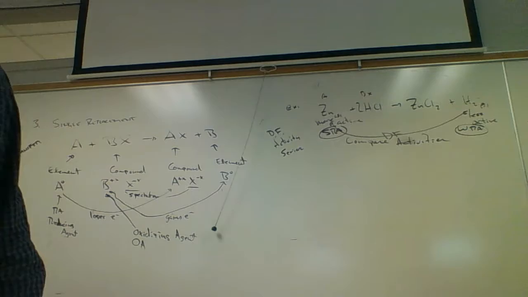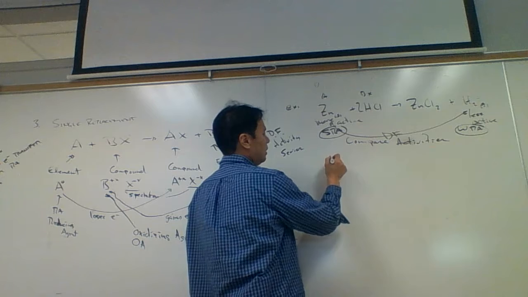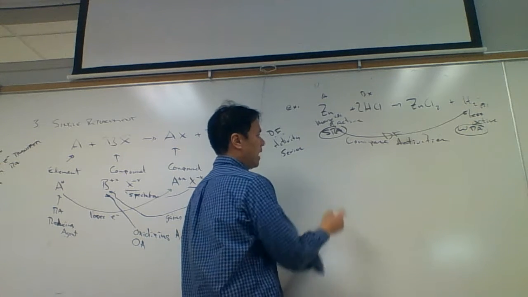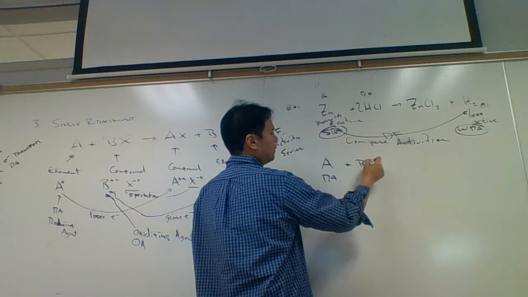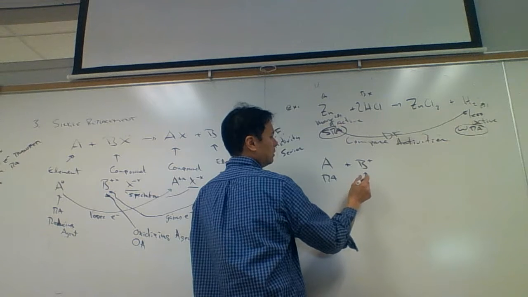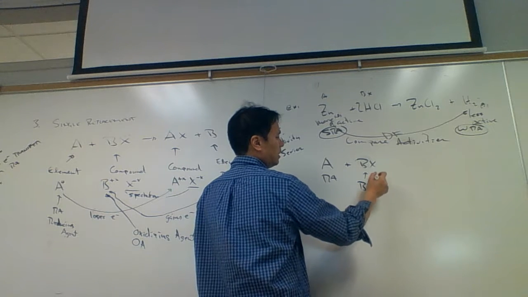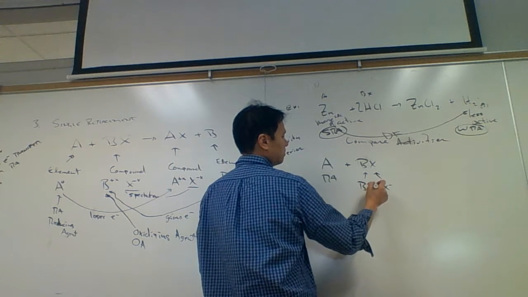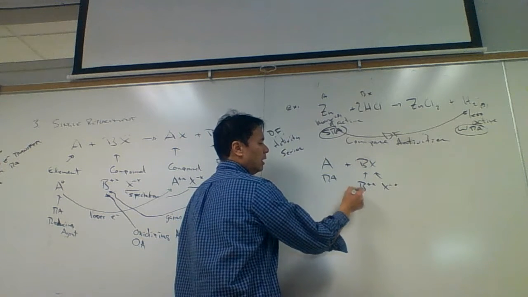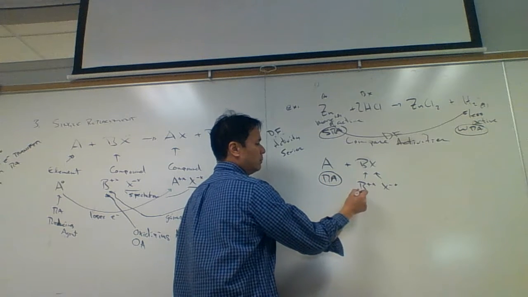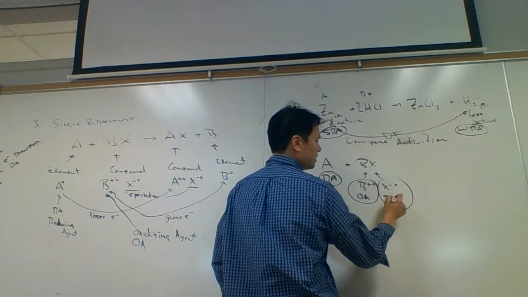All right, where does the single replacement pattern come from? The single replacement pattern comes from this. If you note that A is the reducing agent, plus BX. BX consists of B plus and X minus. I don't know what the net charge on that is, so let's leave B plus X. Okay, A is your reducing agent, B plus is your oxidizing agent. X minus, this is your spectator.